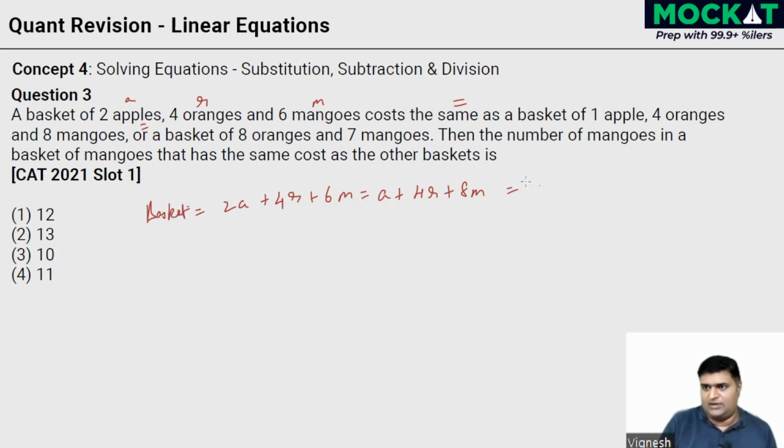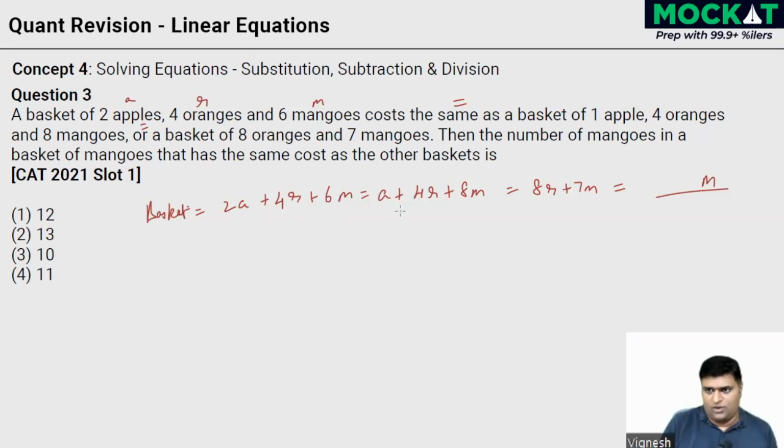And there's a third basket over here, which has 8R plus 7M. Okay, I need to find out how many M over here is going to be equal to each of these. That's it. If I write R in terms of M, that itself is enough for me, right? And what can I do over here with the first and second?